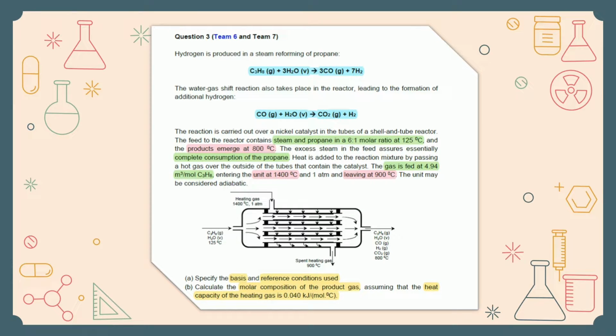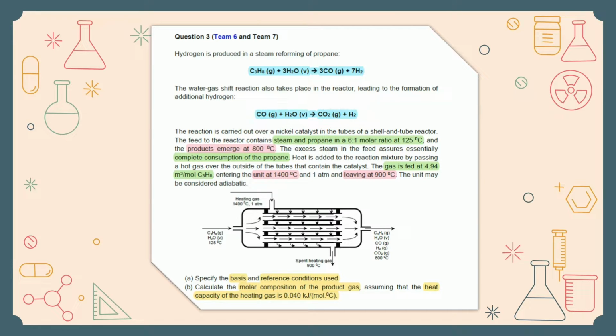Here is question 3 and there are 2 reactions taking place. The main reaction is 1 mole of propane reacting with 3 moles of water vapor to produce 3 moles of carbon monoxide and 7 moles of hydrogen gas. The side reaction is 1 mole of carbon monoxide with 1 mole of water vapor to produce 1 mole of carbon dioxide and 1 mole of hydrogen gas.